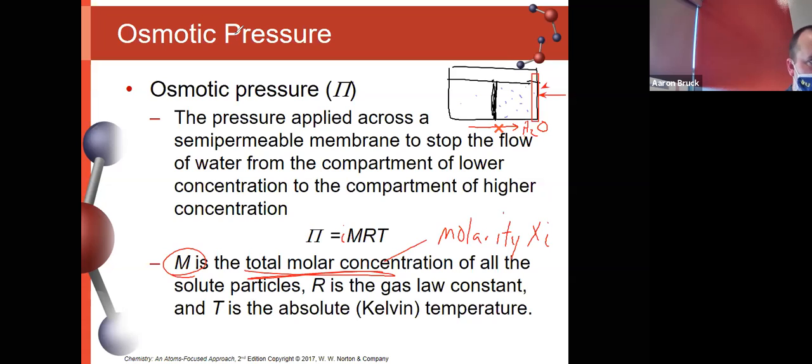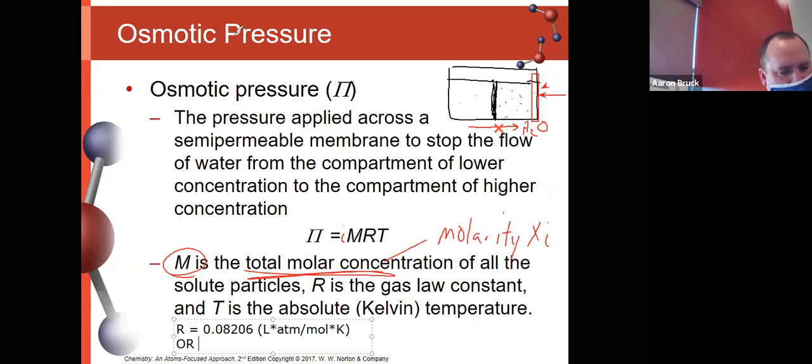Now for R, there are two primary values that we will use. There is one for a pressure unit known as atmospheres. R is equal to 0.08206 liters times atmospheres over moles times Kelvin. That is the entire unit. So that little fraction of four units is the unit for R.